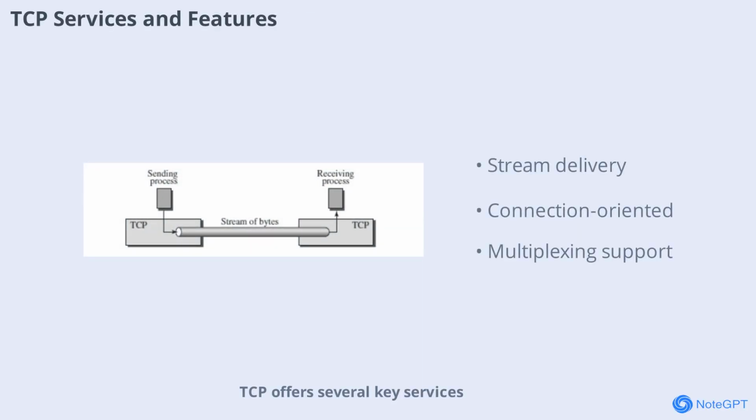TCP offers several key services: process-to-process communication using port numbers, stream delivery for continuous data flow, full duplex communication, and multiplexing/demultiplexing for multiple simultaneous connections. TCP's connection-oriented nature means that a logical connection is established before data transfer begins, ensuring that all data segments are delivered in order and without loss.